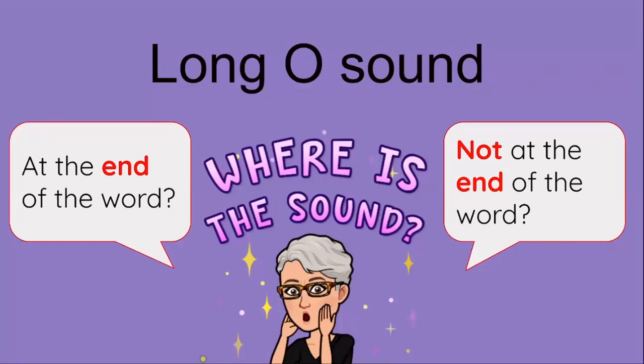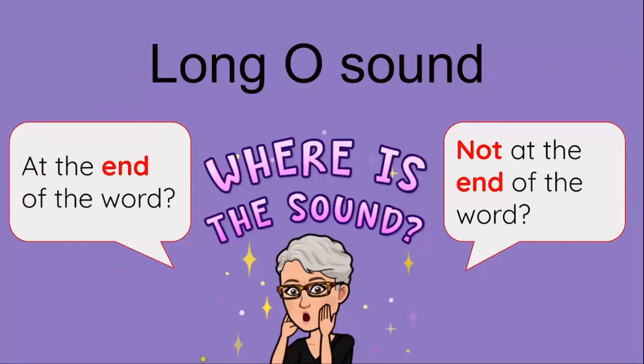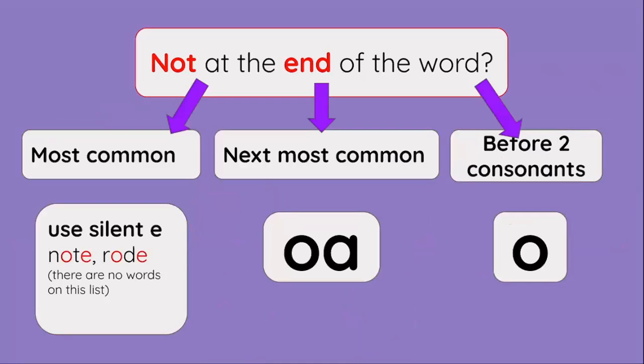And now we have to ask, how do we spell the sound? And the first question we always ask is, where is the sound? Where do you hear the O sound? Is it at the end of the word, or not at the end of the word? That's what we're going to ask. So we're going to start first with when it's not at the end of the word, if it's in the middle of a syllable.